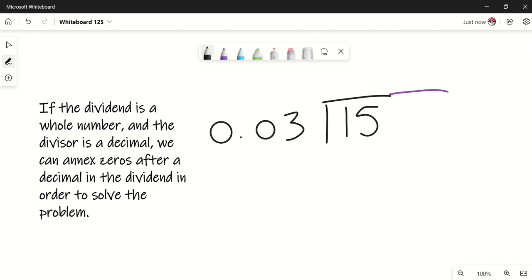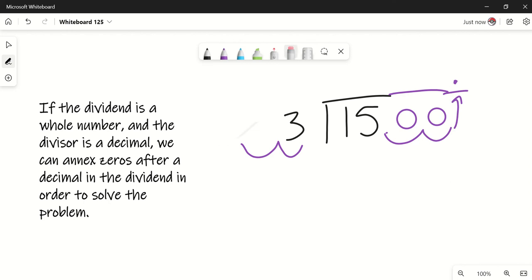And that's it. And then the same would happen if it were, let's say, 0.03 instead. Decimal would need to jump 2 spots. I would now need to annex 2 zeros and jump 2 spots, and my decimal will be up here in my answer, and now it'll basically become 1,500 divided by 3.